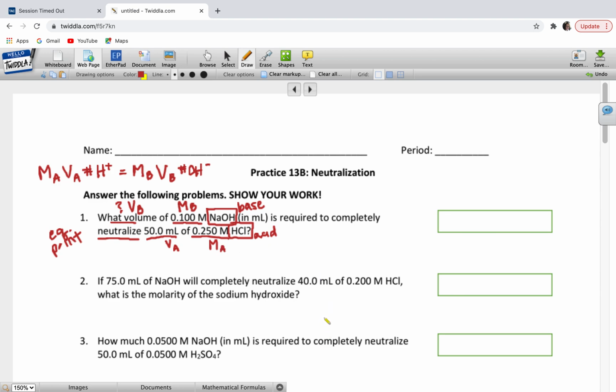The only other thing we need to figure out is how many hydrogens and how many hydroxides. If I look at NaOH, isn't there just a single hydroxide on there? There's no parentheses, there's no subscript, so this is just going to be one OH. So where it says the number of OHs, we're going to plug in the number 1. And then we already talked about HCl. There's only one hydrogen there. So when we do our math, we're going to plug in 1 for the number of hydrogens.